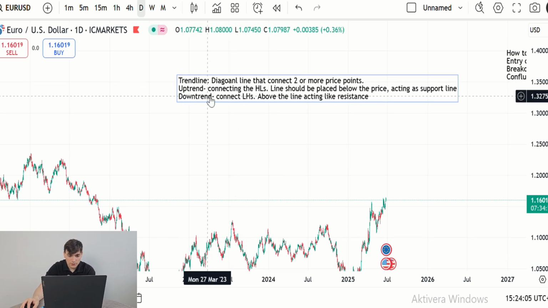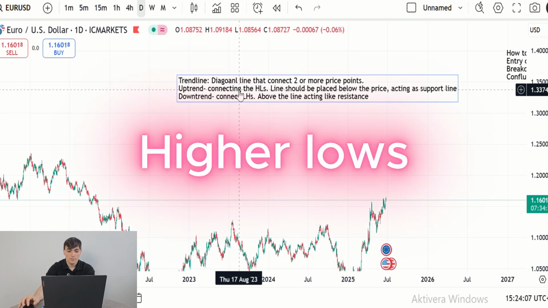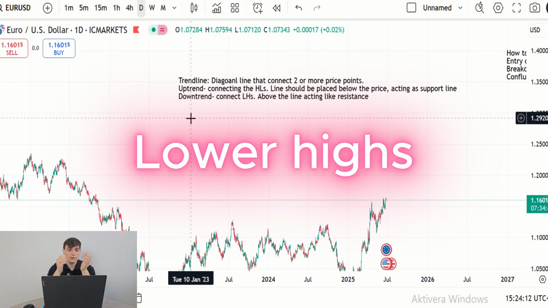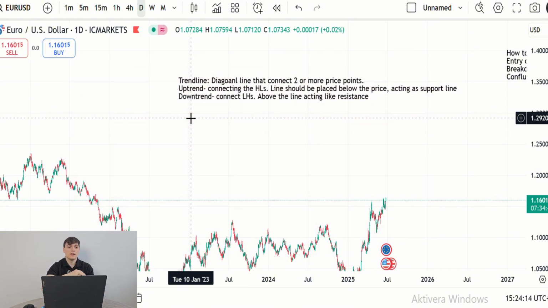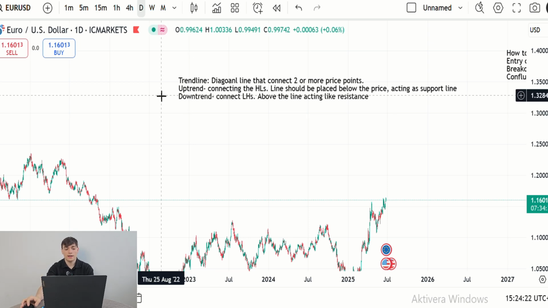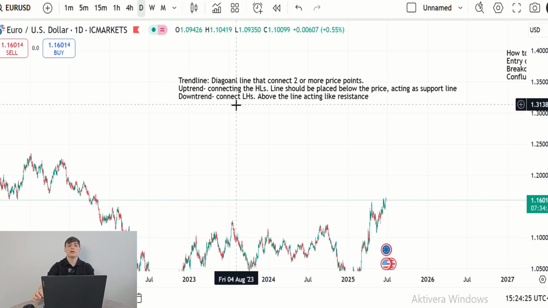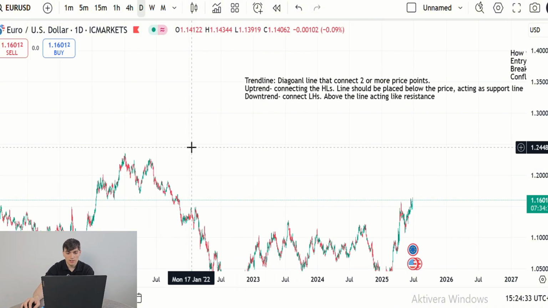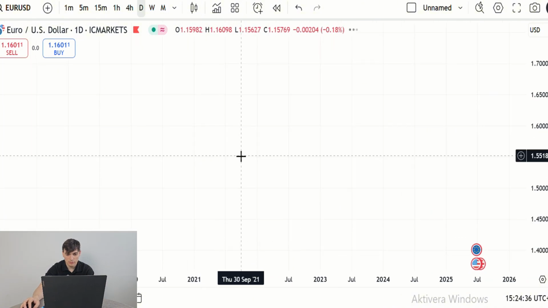If we are in an uptrend, we want to connect the higher lows. And in a downtrend, we want to connect the lower highs. This is because in an uptrend, when we connect the higher lows, it's acting as a support. We will draw the line below price and it will act as a support where price bounces off. And on the other hand, in a downtrend, when we connect the lower highs, we put the line above the price, so it acts as a resistance. Let me draw this for you so it's a little bit more clear.